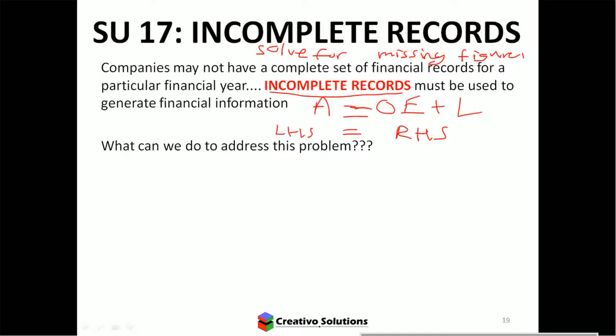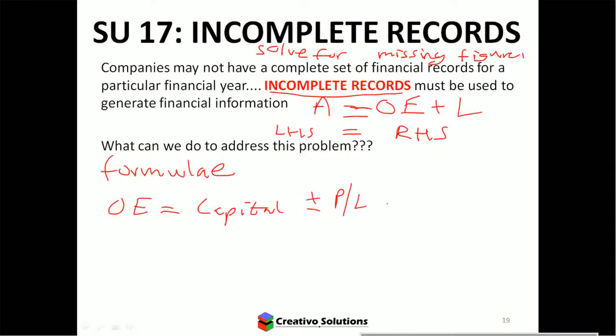Okay. Alright, so what can we do to address this problem? I've actually given you the answer. We need to use the accounting equation or we need to use formulas. Okay, so one formula is A equals O plus L. Another formula is OE equals capital plus or minus the profit/loss minus the drawings. Okay, these are equations that you've written in your book before. It's nothing that you haven't seen. It's just recap.